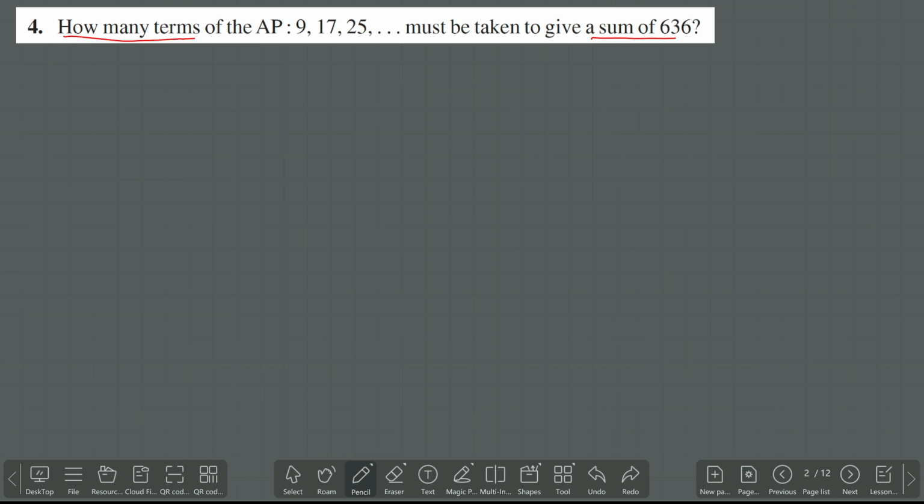When they give the word term, we can use the AN formula. When they give the word sum, we have to use the SN formula. By using both, we can find N. Do you understand? Now, how many terms in the sense we have to find N. N equal to question mark.